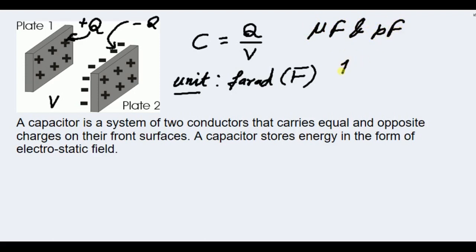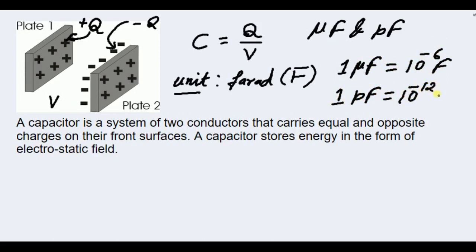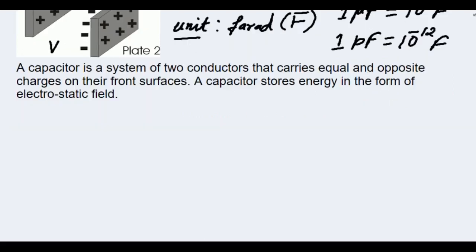1 microfarad capacitance is equal to 10 to power minus 6 farad, and 1 picofarad capacitance is equal to 10 to power minus 12 farad. Now suppose we have two plates A and B. This is plate A and this is plate B.